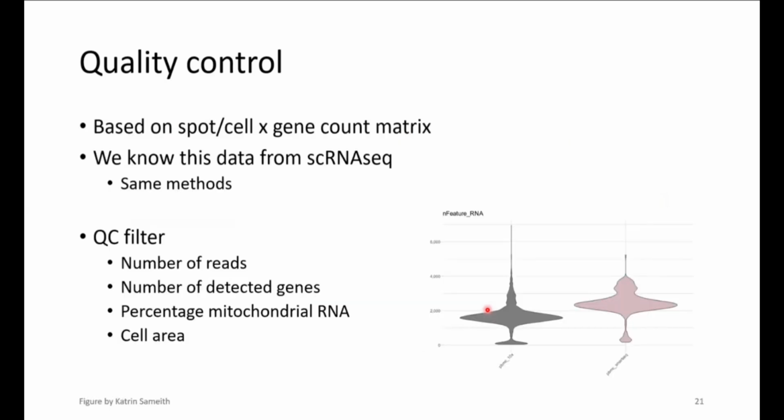You start with quality control on your spot or cell by gene count matrix, and you, for instance, filter: I only want to take cells or spots which have enough reads, which have enough detected genes, which have a low percentage of mitochondrial RNA. And maybe on top of that, you can think of things like cell area. I don't want to use cells that are too small or too big that might be segmentation artifacts.